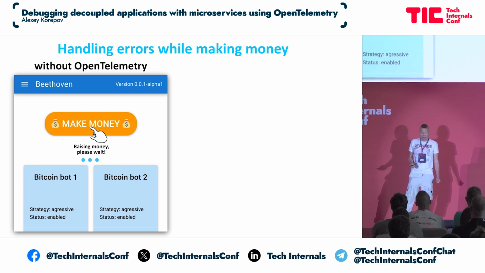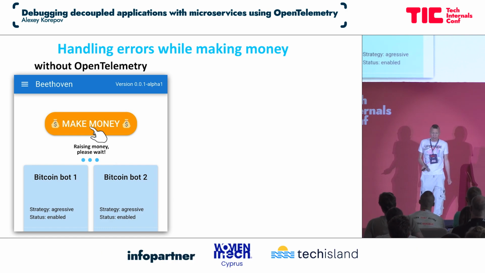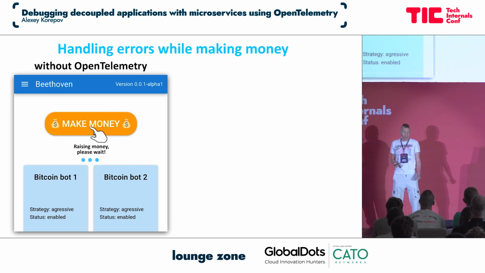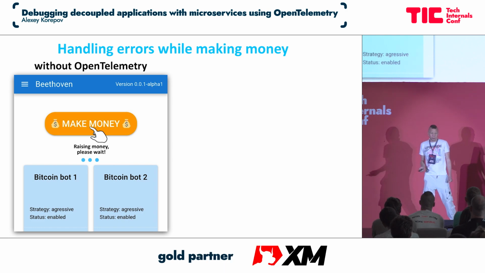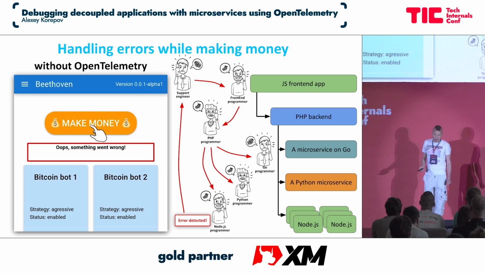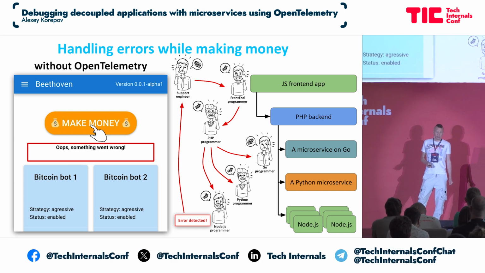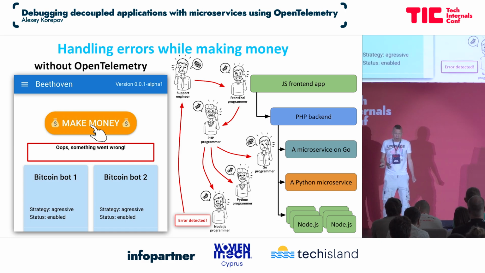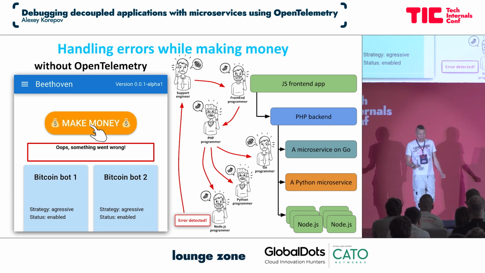The front-end programmer will look into his logs and find nothing. He will call our PHP programmer and ask, please read your logs and find some error or what's happening. The PHP programmer will find nothing, and he will call a Go programmer, a Python programmer, and wake up even the Node.js programmer, and ask all of them to look into logs and find the real source of the problem. And finally, our Node.js programmer will find some error, spend some time, and fix it.